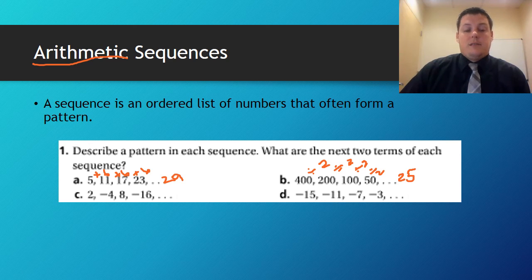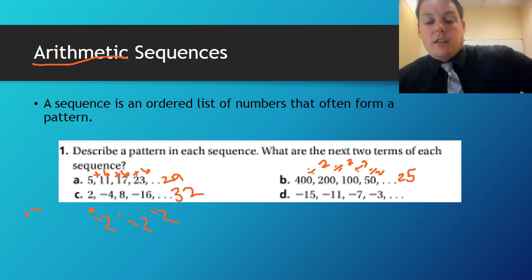How about C? So a little trick here is, if the signs are alternating, what causes alternating signs? Well, if signs are alternating, you're probably multiplying by a negative number or dividing by a negative number. So in this case, you can see that they're probably multiplying by -2. So if I multiply by -2 each step, then the next answer in the pattern should just be 32.